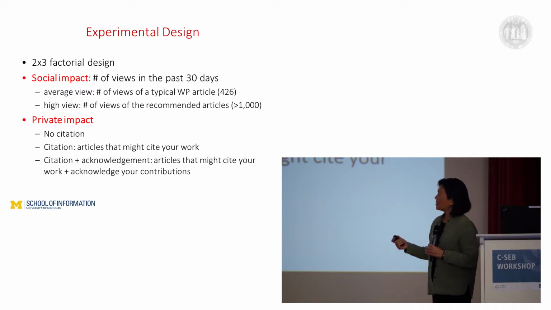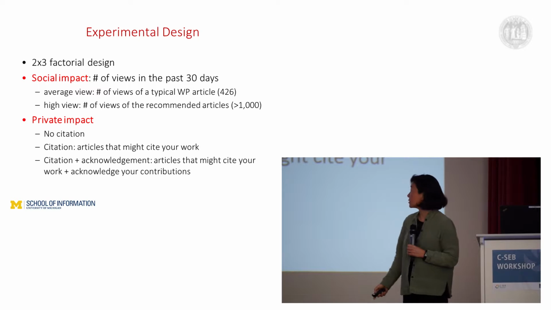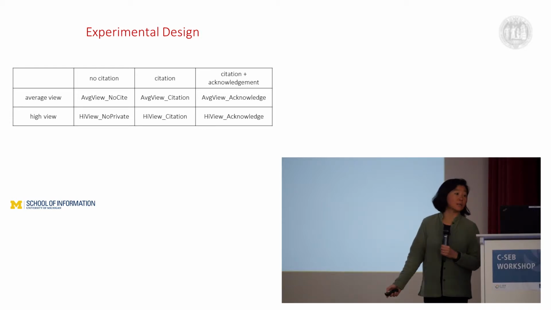And then for private impact or private benefit, we either don't mention citation at all, or we say the article might cite your work or might reference your papers, or we say citation and public acknowledgement. In our pilot, we sampled about 180 economists. Of those who contributed, we put it in the Wiki project economics page, and we'll put a link there, and we say we'll put your name there as well after you contribute. So this is basically how the experiment was designed: average view, high view, no citation, and citation plus acknowledgement.